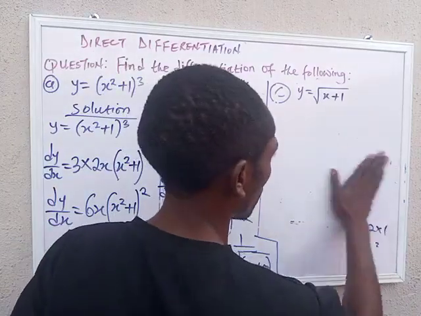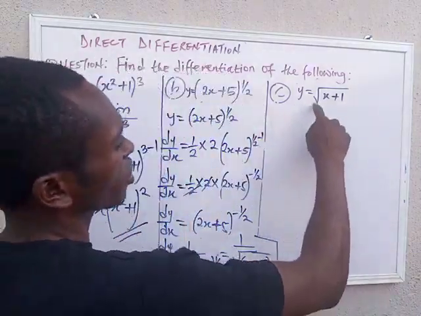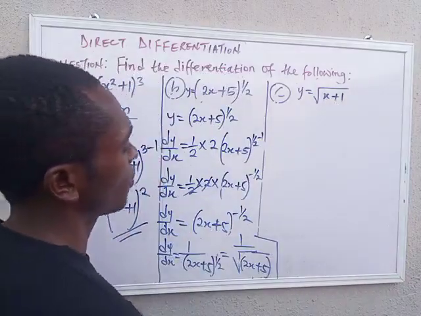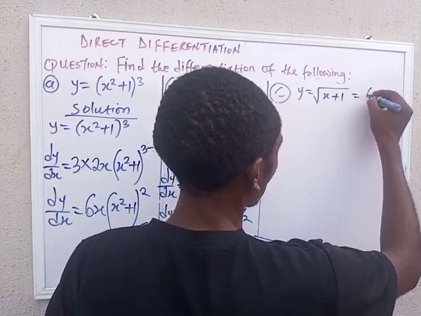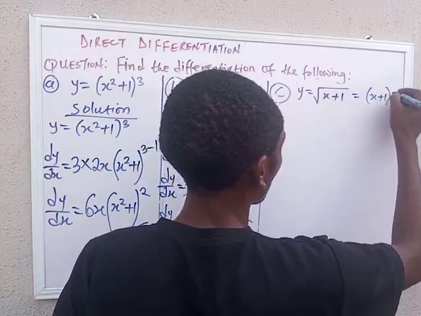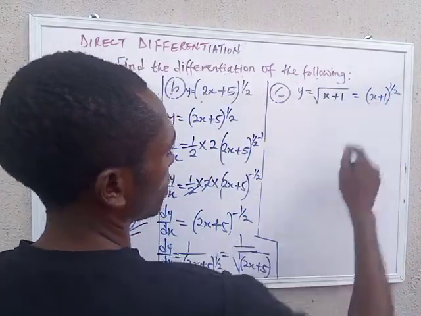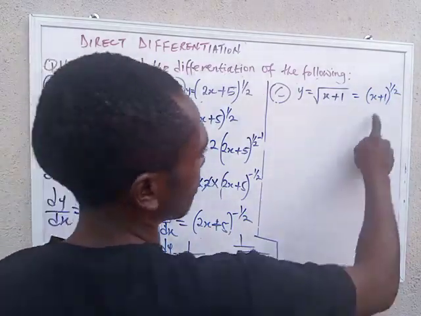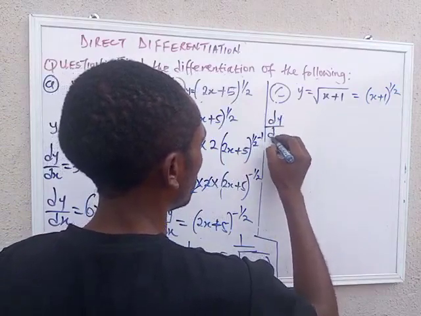Now we have the last question here, which says that y is equal to the square root of x plus 1. Now the interpretation of this is the same thing as x plus 1 raised to the power of half. This is the meaning of this, because square root is the same thing as half. So what we simply have here is dy dx.